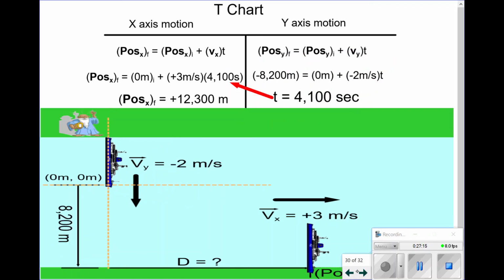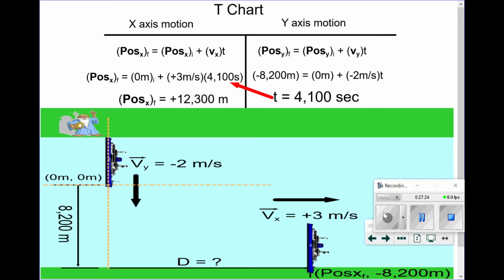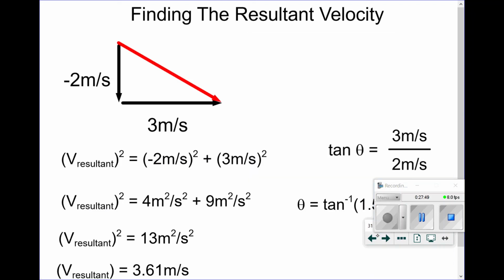So plugging that time in, I can see that my position for the X-axis is positive 12,300 meters. So this unknown has just become positive 12,300 meters. So now I have a final position. To find my displacement, I can now very easily just use my right triangle and go Pythagorean theorem and arctangent to find out what my displacement is.